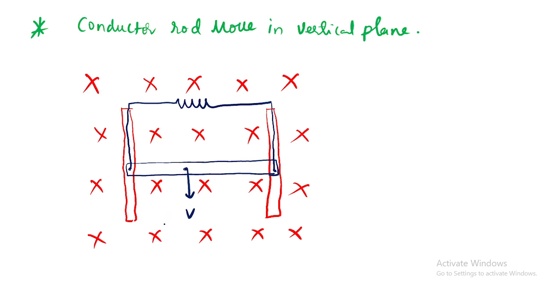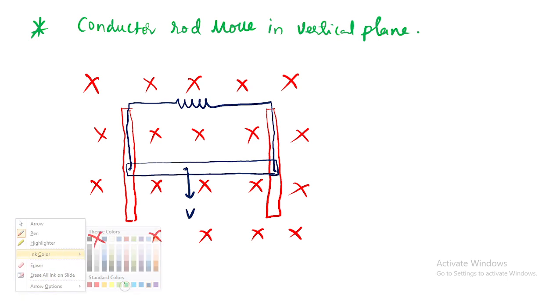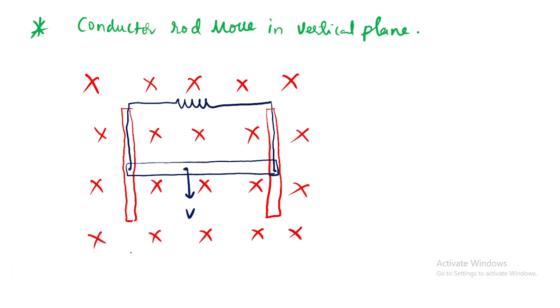Which direction will the current be generated, please tell me. Use your right hand rule, right hand Fleming's rule. The rod is going downward, the magnetic field is inward, so the current will be to the left side. Yes or no? Like this only, no? It is coming downward due to its weight.